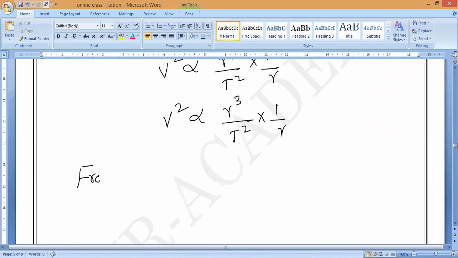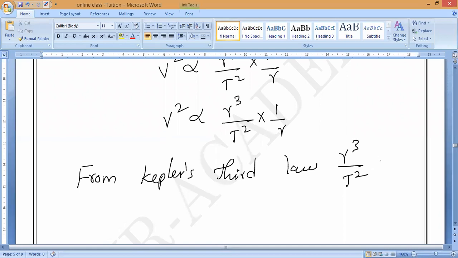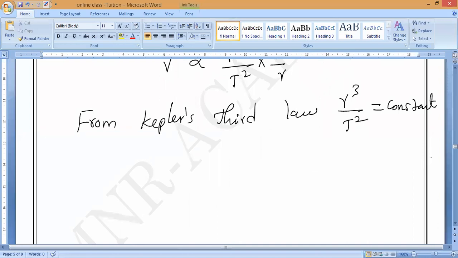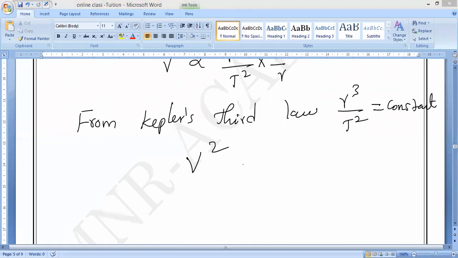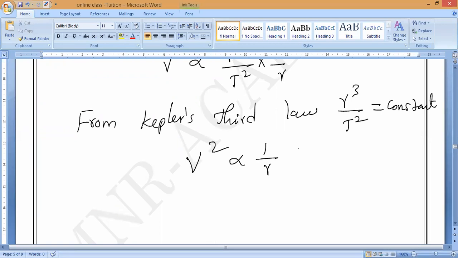That is from Kepler's third law. R cube divided by T square is equal to constant. So the equation will become what? V square is directly proportional to 1 by R. Yes or no? This will become constant, so V square is directly proportional to 1 by R. Till here, any doubt?